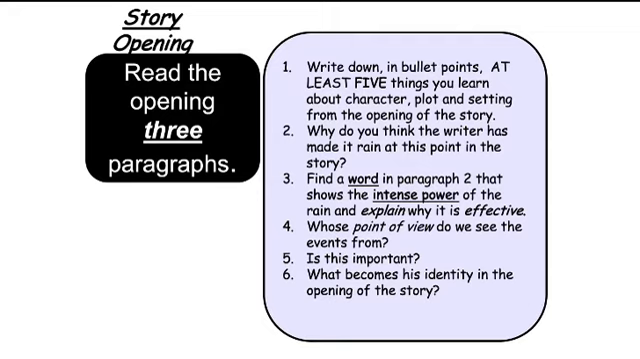Okay, once you have finished that, I would like you to have a look at the following questions. Write down in bullet points at least 5 things that you learn about the characters, the plot and the setting from those first 3 paragraphs. And then think, why has the writer made it rain at this point? Think back to our lesson about imagery. Why do you think the writer made it rain?